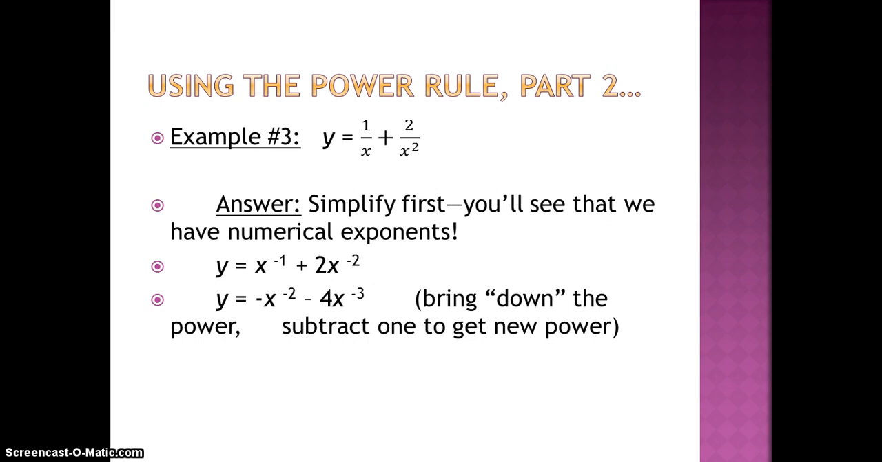Yes, I will ask you to simplify this. When we do our work, we will find that we can simplify this derivative as negative 1 over x squared minus 4 over x cubed. And we will talk about that in class.